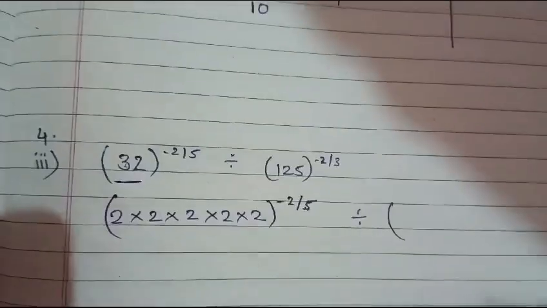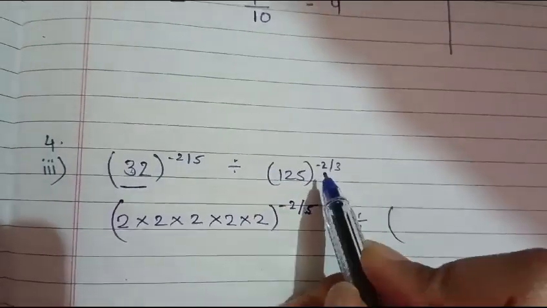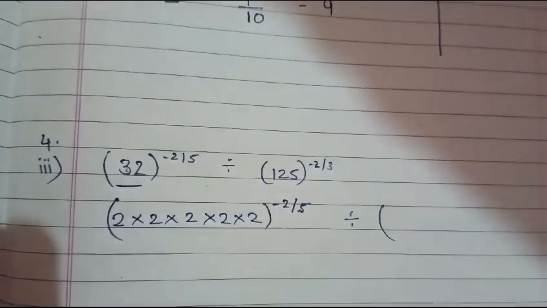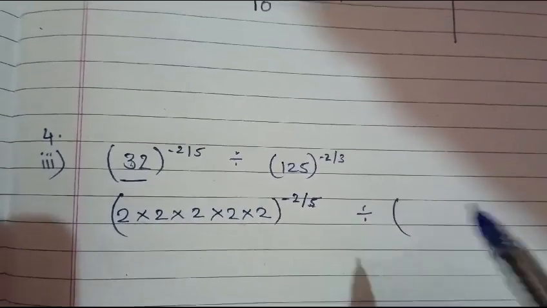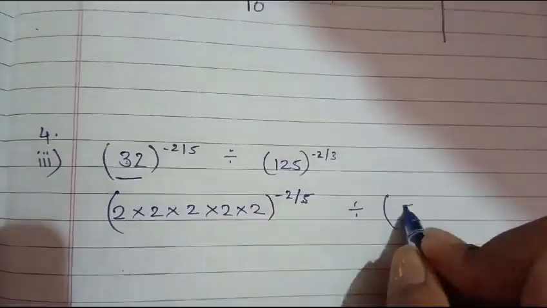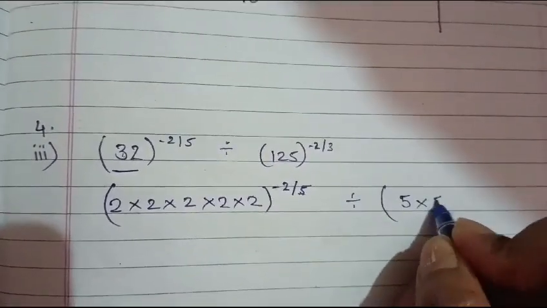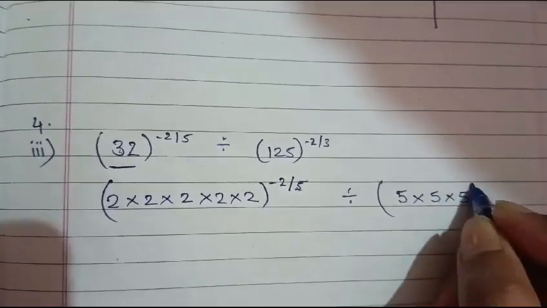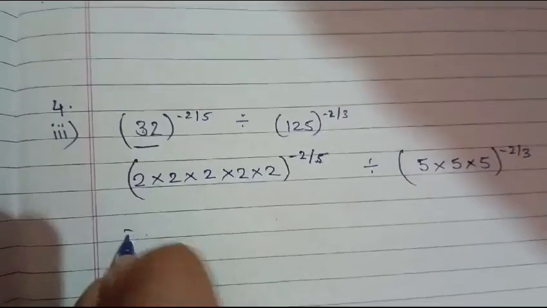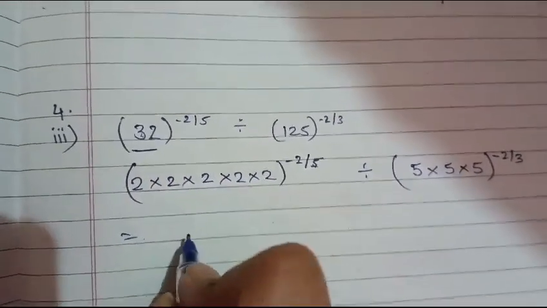Now similarly, you have 125 raised to the power minus 2 by 3. That means we are going to break 125 such that we have a number that has the power 3. So you factorize it, you get 5 into 5 into 5 raised to the power minus 2 by 3. Now how many times are we having 5 over here?